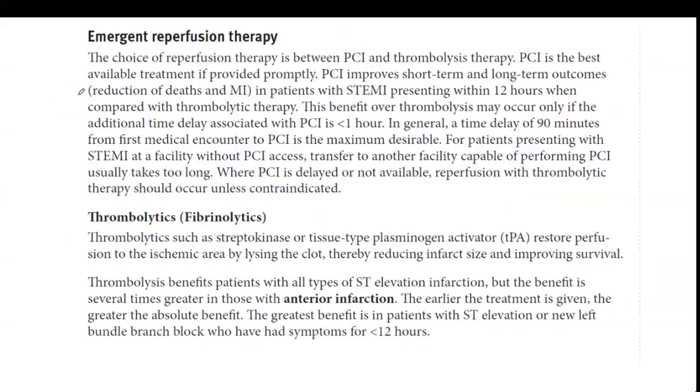So we talked about this 120-minute delay. If you go to John Murtagh, you will see that John Murtagh has said that a time delay of 90 minutes from the first medical encounter to PCI is maximum. But according to eTG, they said 120 minutes, and that's what we would follow in real life. Okay?